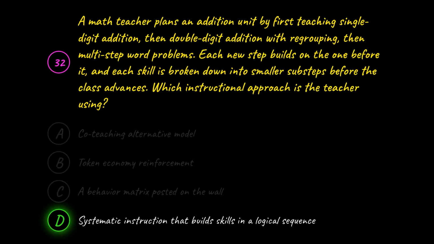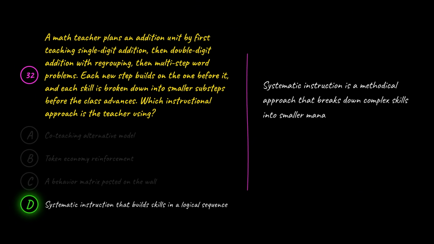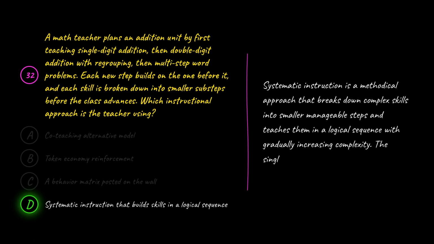The correct answer is D. Systematic instruction that builds skills in a logical sequence. D is correct because systematic instruction is a methodical approach that breaks down complex skills into smaller, manageable steps and teaches them in a logical sequence with gradually increasing complexity. The single-digit, then double-digit, then multi-step word problem sequence is the textbook example.